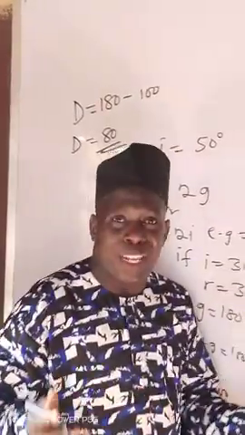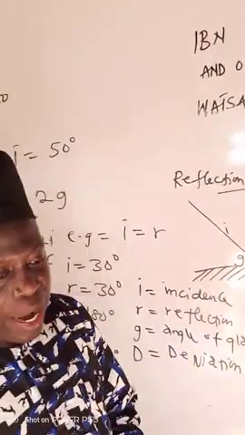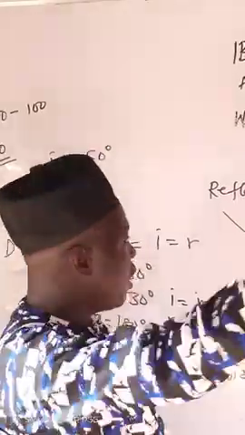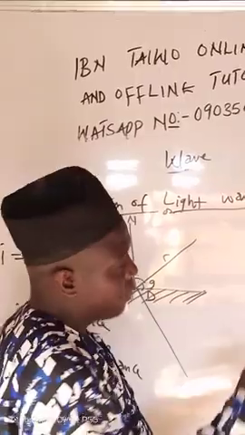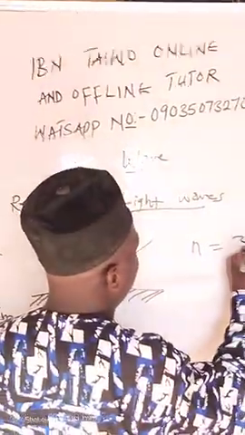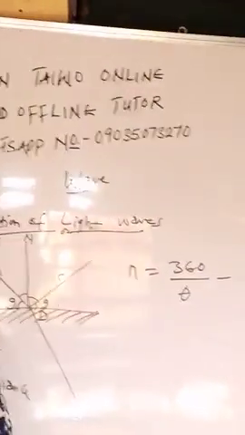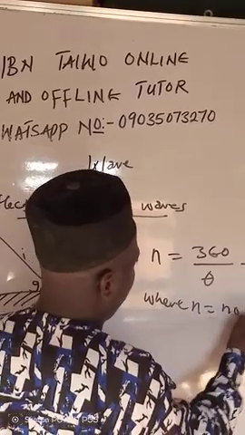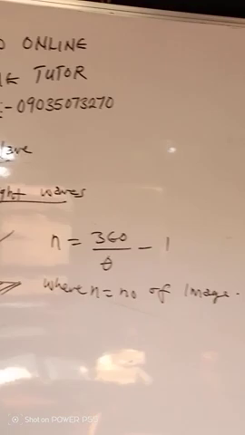The last part that I want to talk about today is images formed by inclined mirrors. The number of images formed by inclined mirrors is given by n equals 360 divided by theta, minus 1, where n is the number of images.